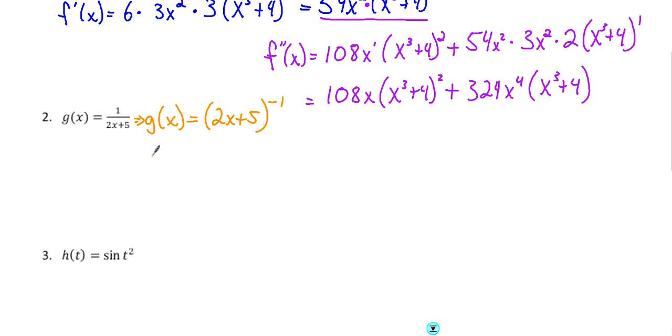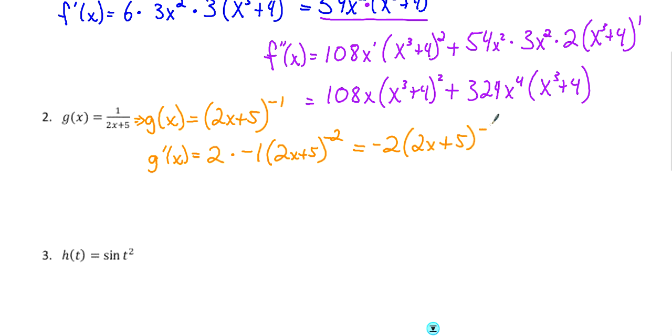So g prime of x, derivative of the inside, which is 2, times the derivative of the outside. We move the negative 1 out front, and we get 2x plus 5 to the negative 2 power. Okay, so let's clean it up. So negative 2 times 2x plus 5 to the negative 2 power. So that's our first derivative.